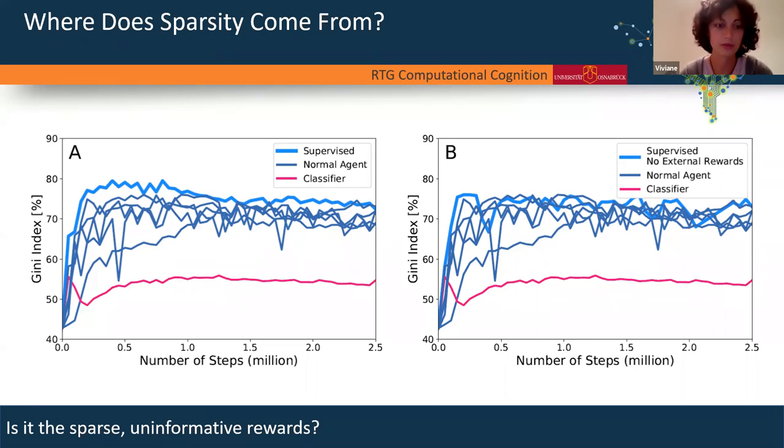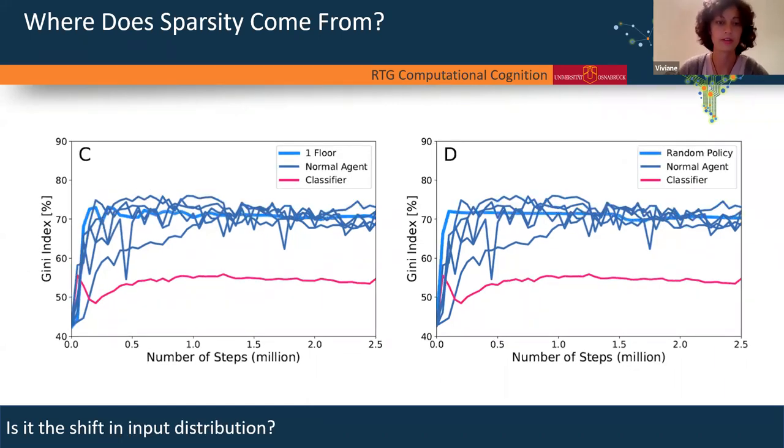So the sparse and uninformative rewards don't seem to be the cause of it getting sparse. Then I wondered, maybe it's the shift in input distribution, that in the beginning it just sees one room and then the input distribution changes with the policy changing. To check it, I once trained an agent that only has the first floor available to it, so a very small environment. And then one that just uses a random policy to collect its observations, and both of them increase in sparsity from the beginning on. So that also doesn't seem to be the case.